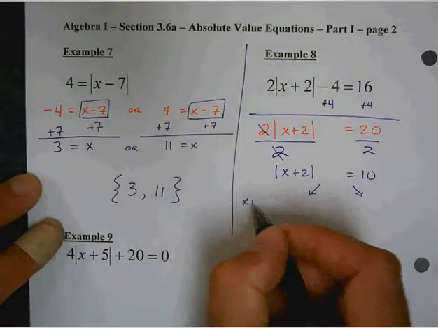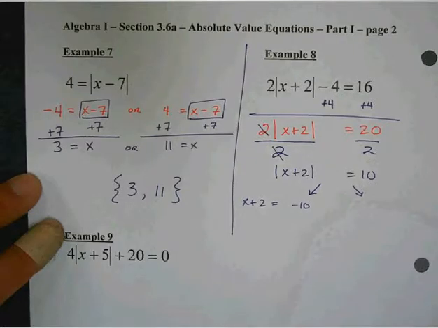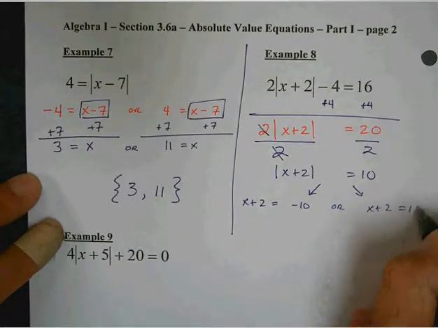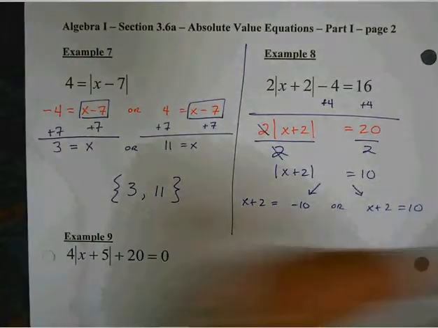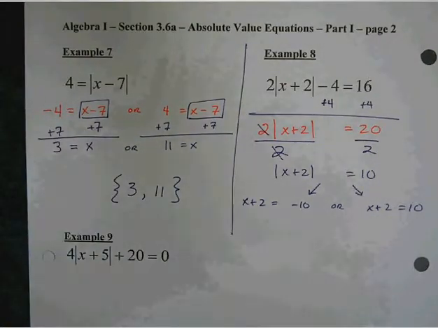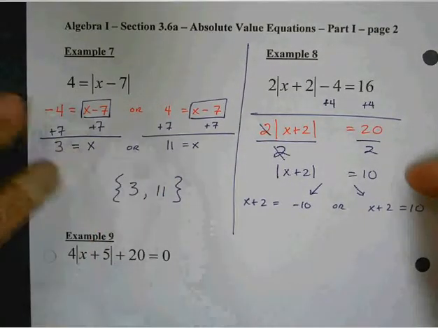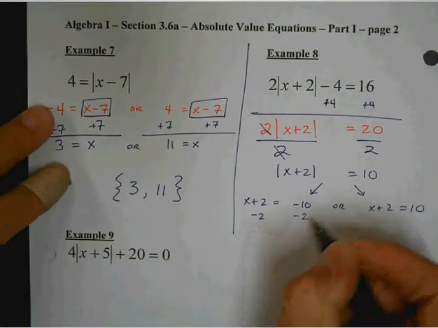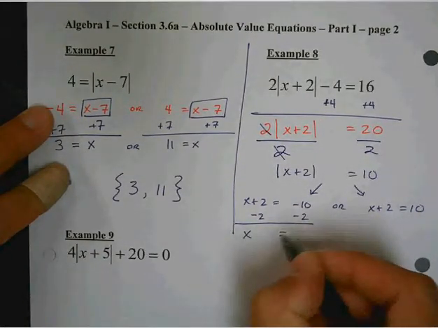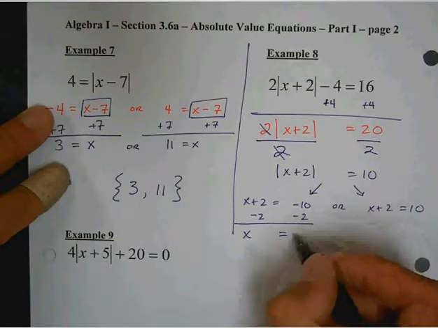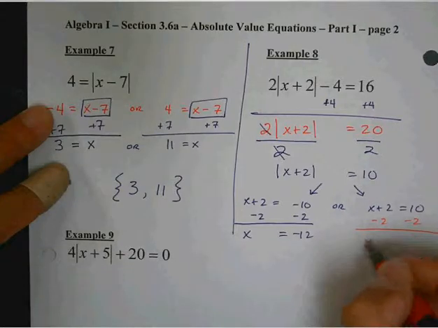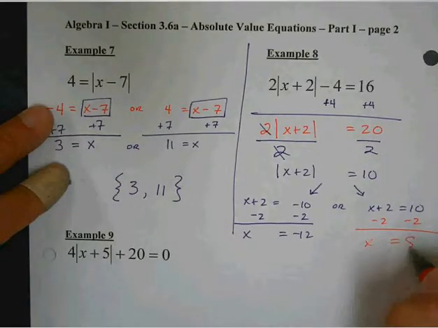X plus 2 equals negative 10, or x plus 2 equals positive 10. I do agree you're going to do the minus 2, but you split it up, guys, when the absolute value is by itself. So at this point, you split it. So here we go. As you said, Scotty, minus 2, minus 2. Scotty, what's negative 10 minus 2? Negative 12. Over here, minus 2, minus 2. Scotty, what's 10 minus 2? 8.